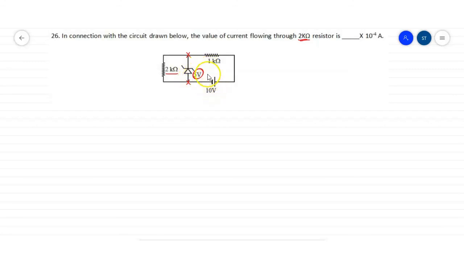Means whatever may be the applied voltage here, there is going to be a drop of 5 volts across this Zener diode. As this 2 kilo ohm is parallel to the Zener diode, we can also say that the voltage drop across it will be 5 volts. So here if I apply Ohm's law, the current through the 2 kilo ohm will be V by R, that is 5 upon 2000.